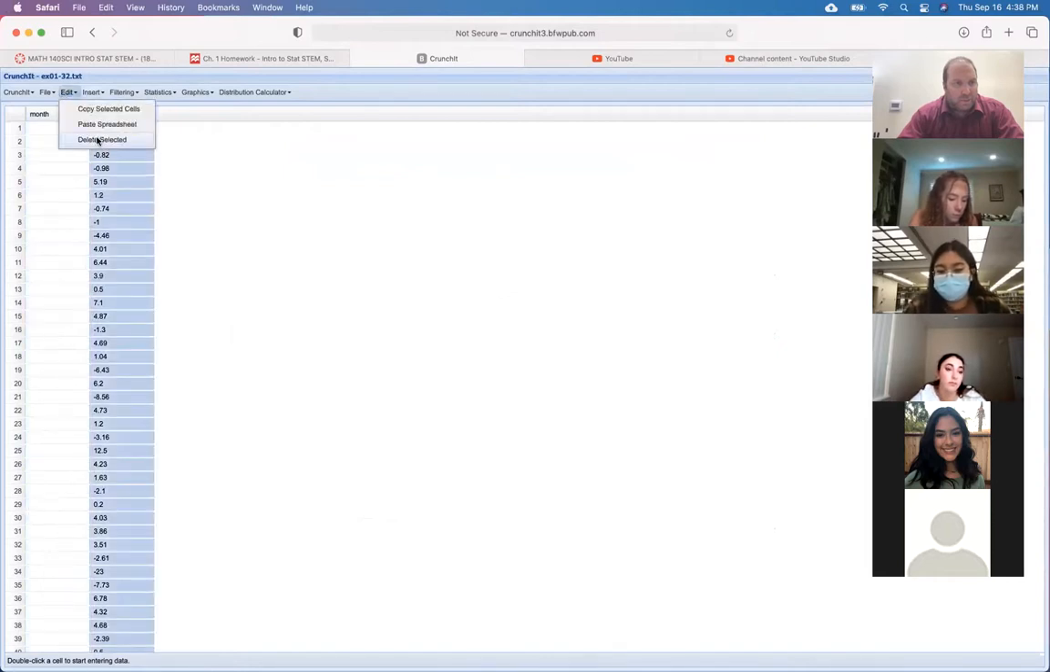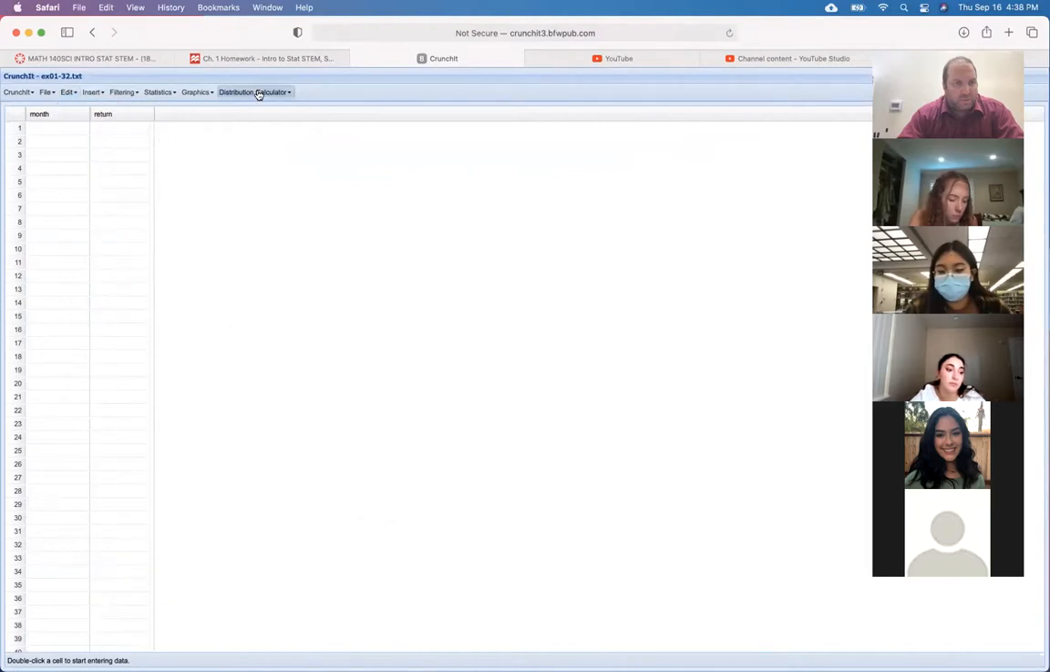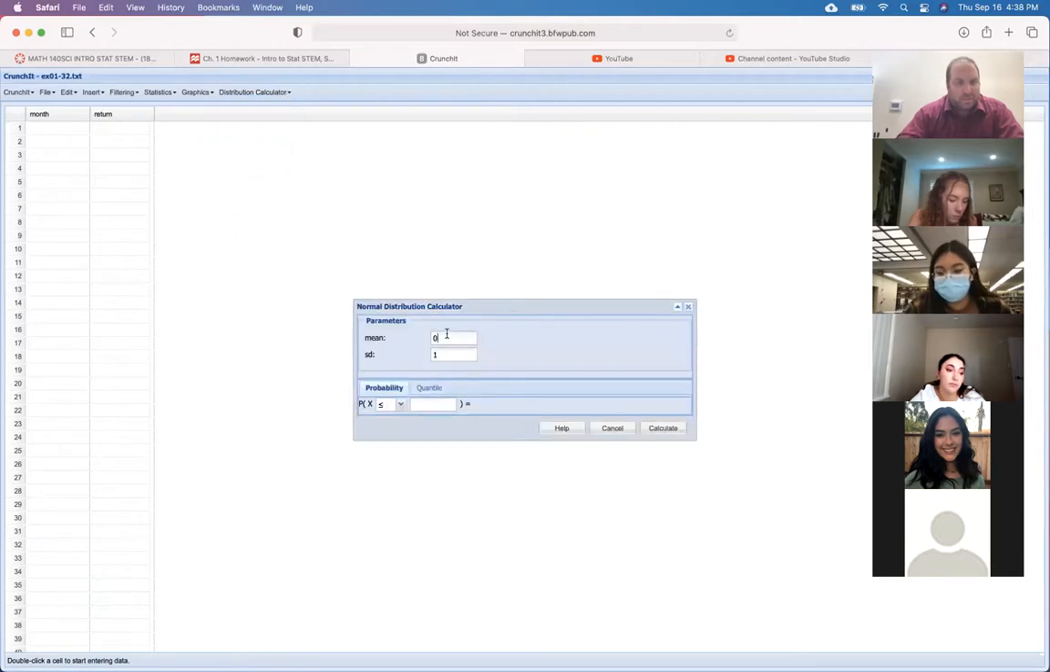What I am going to do is go to distribution calculator and go down to normal. Put in a mean of 1059. Put in a standard deviation of 210. And do I want the probability that X is less than or equal to something, or greater than or equal to something?